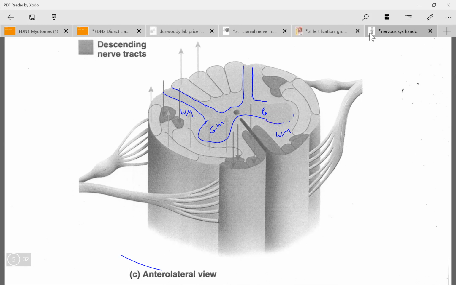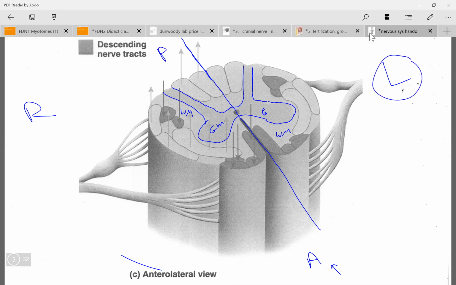All right, the other thing to do is to divide the cord in half. Okay, we have a right side and a left side. All right, so you're looking, this is the anterior part of the cord. So this is the front of the person. And here's the posterior aspect of the cord. So that makes this the left side, and that makes that the right side. Okay, so orienting yourself on a cross section of the spinal cord is very important.